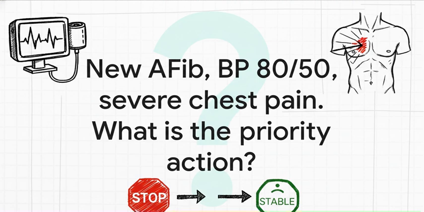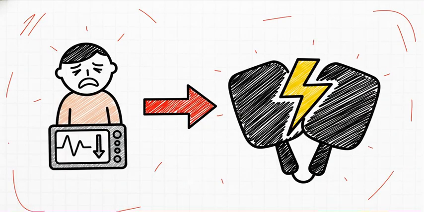All right, next one. Think it through. Look at that blood pressure. Look at the symptoms. What's your priority? Is this patient stable or unstable? Absolutely. Prepare for immediate synchronized cardioversion. That patient is unstable. The low blood pressure and chest pain are major red flags. Meds are just too slow in a situation this critical.